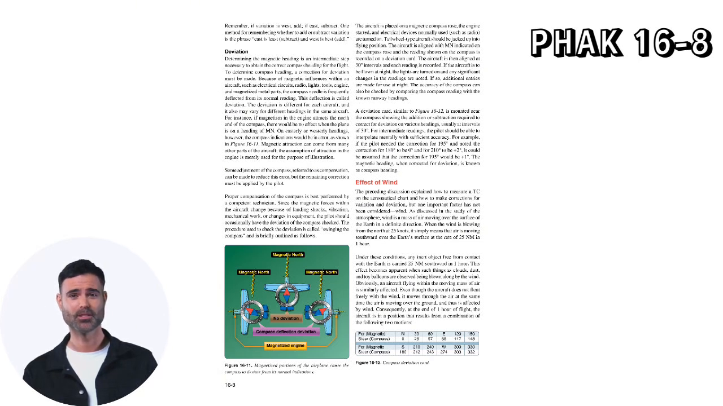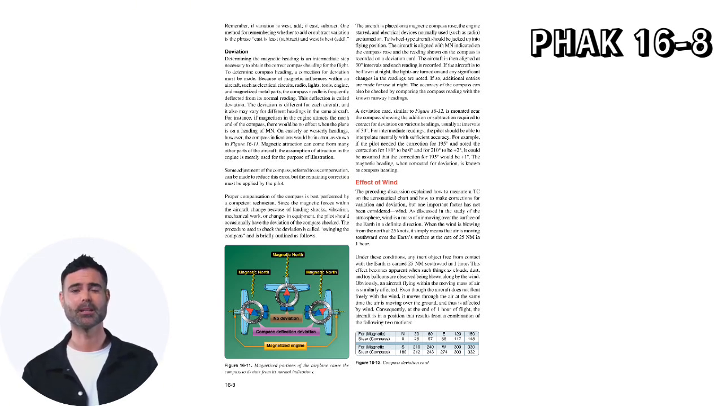Deviation. Determining the magnetic heading is an intermediate step necessary to obtain the correct compass heading for the flight. To determine compass heading, a correction for deviation must be made. Because of magnetic influences within an aircraft, such as electrical circuits, radio, lights, tools, engine, and magnetized metal parts, the compass needle is frequently deflected from its normal reading. This deflection is called deviation.